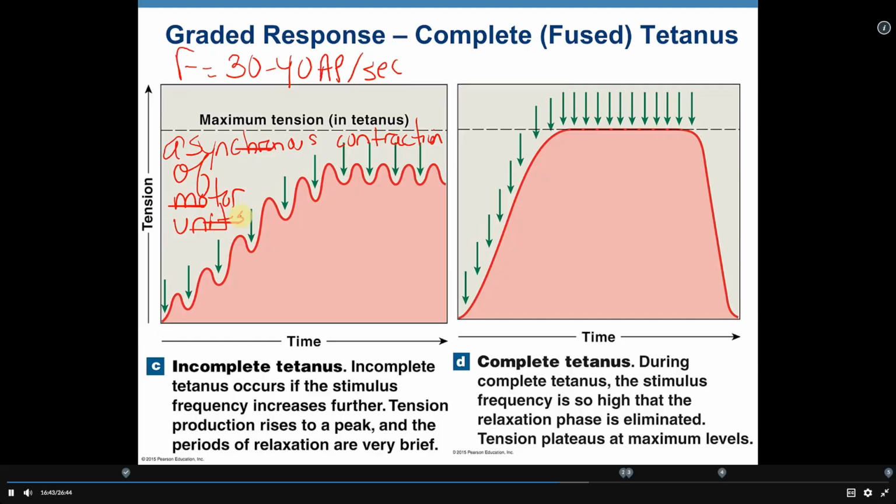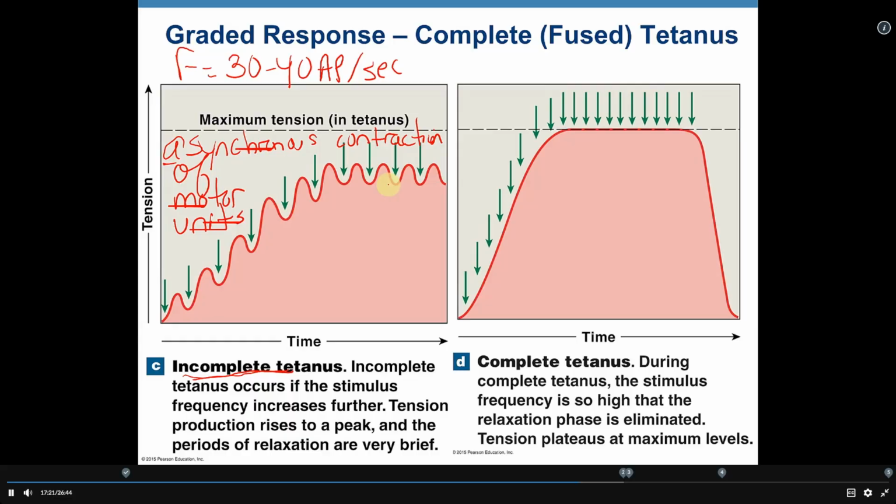Asynchronous contraction of motor units. Asynchronous means not at the same time. So again, what usually happens in typical graded responses when you're doing sustained exercises is that some of the motor units in your muscle are contracting. They're going through incomplete tetanus while the other ones are resting. And then they switch. The ones that were active are resting, and the ones that were resting undergo incomplete tetanus. And you produce the force that you need for a long period of time. So that's typically what's going on in your muscles.